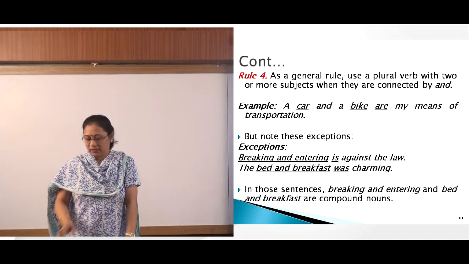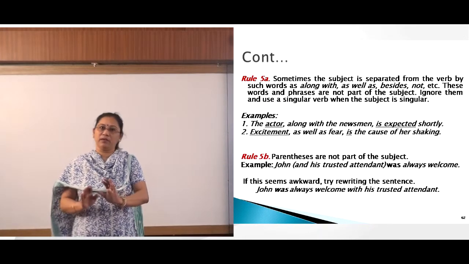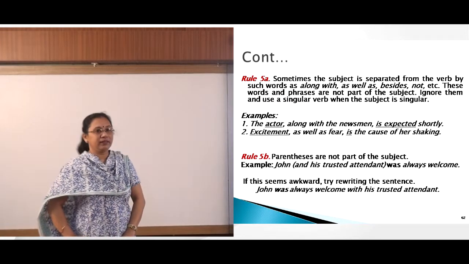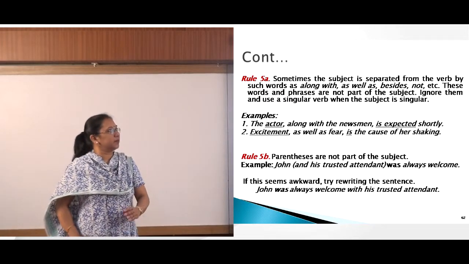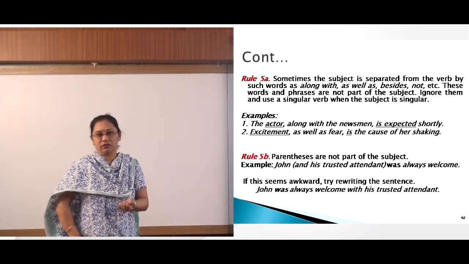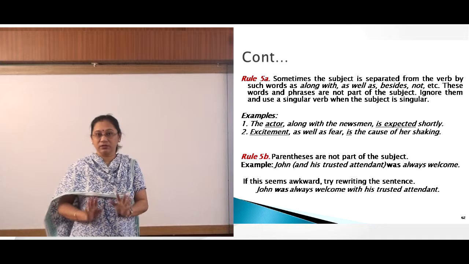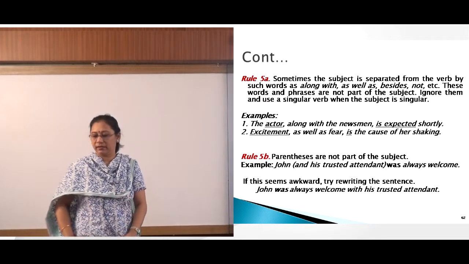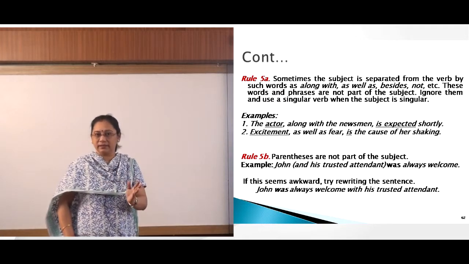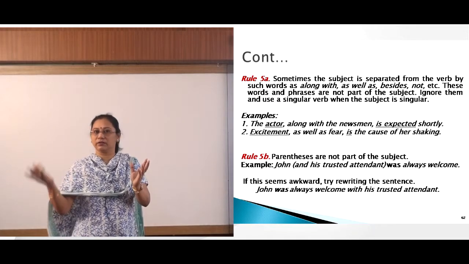That is what I have been trying to tell you. Let's move on to our fifth rule, which I have broken up into part A and part B. Part A says, sometimes the subject is separated from the verb by such words as along with, as well as, besides, not, etc. These words and phrases are not part of the subject. Please note that these words like along with, as well as are not part of the subject. So you can ignore them in the sentence, remove them and try to find out the actual subject and link it to the rest of the sentence.